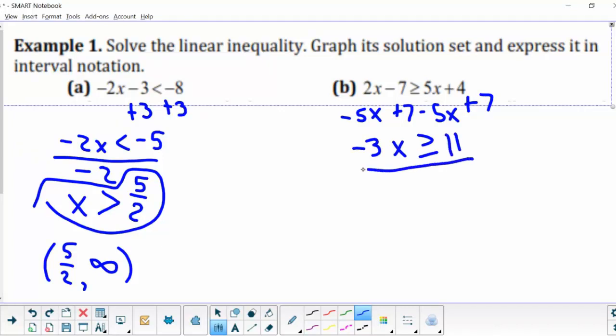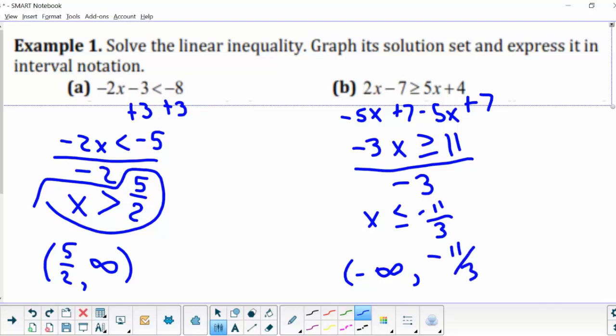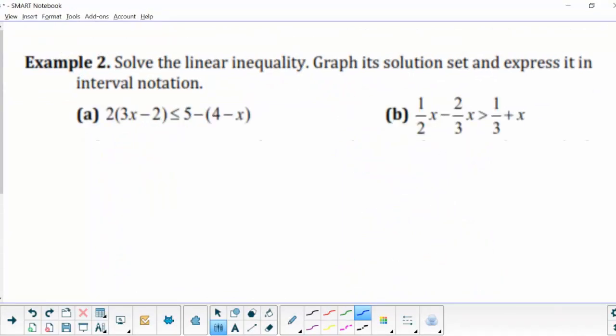Now I'm just going to divide everything by negative 3. And since I'm dividing by a negative, I need to flip my inequality. So x is less than or equal to negative 11 thirds. So now let's write that one as interval notation. Since this is going forever down, we're going to put negative infinity here. And we're going to go up to negative 11 thirds. Since it has an equal sign, we want to use a square bracket. See, super easy.